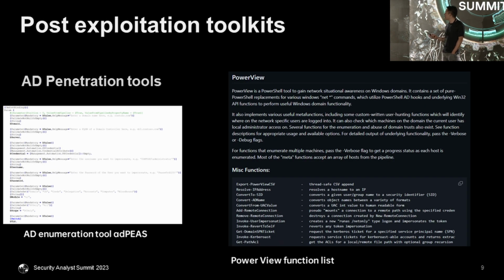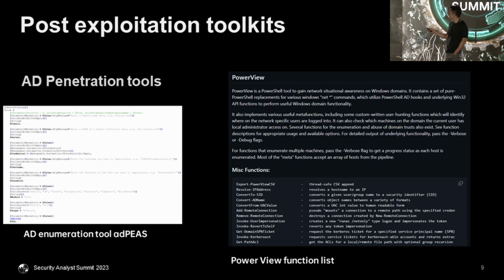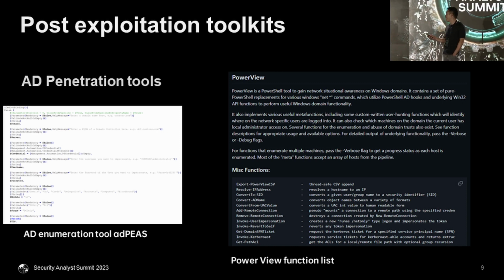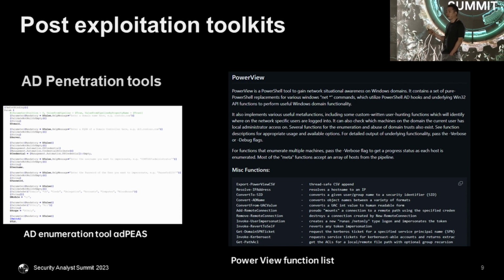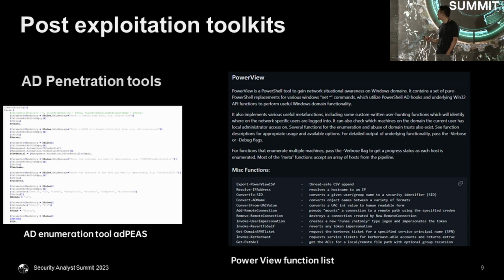The next type is AD pentest tools. The first one on the left picture is ADFind, which is used to enumerate the AD information inside the AD domains. And on the right is PowerView, with which we found that the attacker tried to enumerate the passwords or the tokens of the AD administrators.